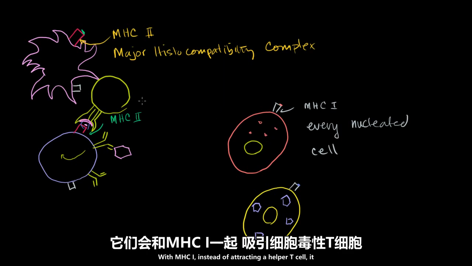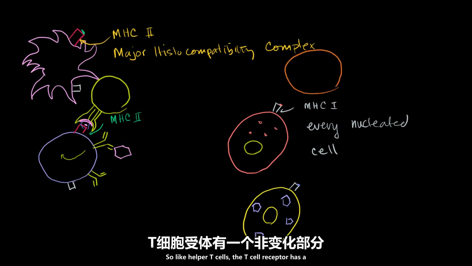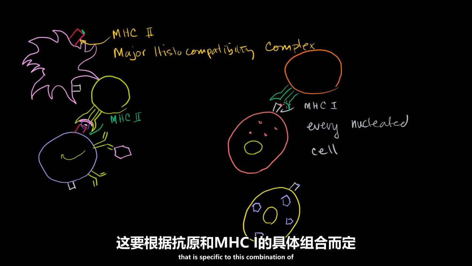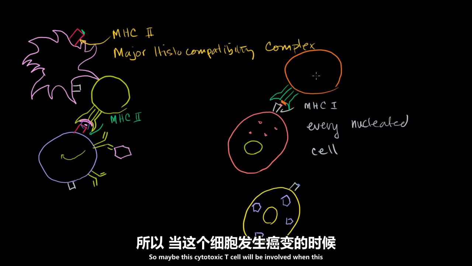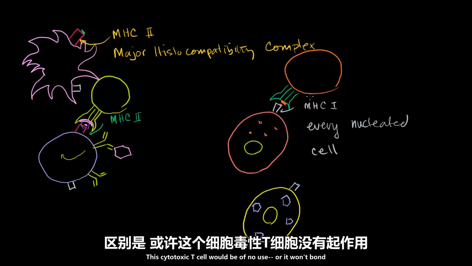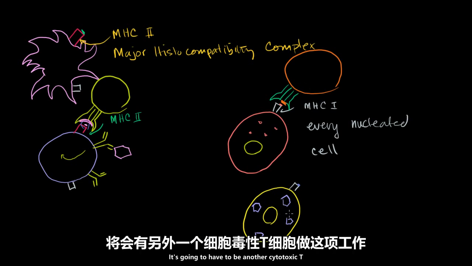With MHC1, instead of attracting a helper T cell, it will attract a cytotoxic T cell. So let me draw a cytotoxic T cell right here. Like helper T cells, the T cell receptor has a non-variable portion, but it also has a variable portion that is specific to this combination of antigen and MHC1. So maybe this cytotoxic T cell will be involved when this cell goes cancerous. This cytotoxic T cell would be of no use, it won't bond to this one that was attracted to a virus. It's going to have to be another cytotoxic T cell that does that.